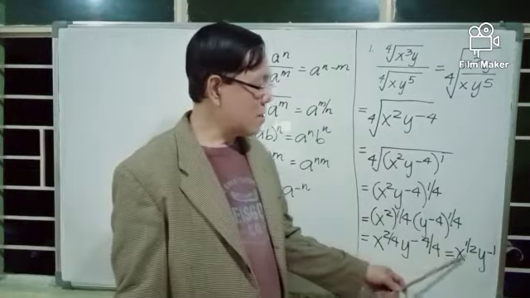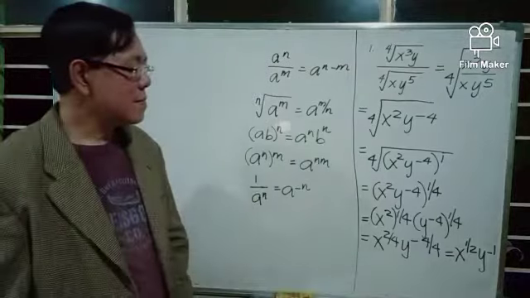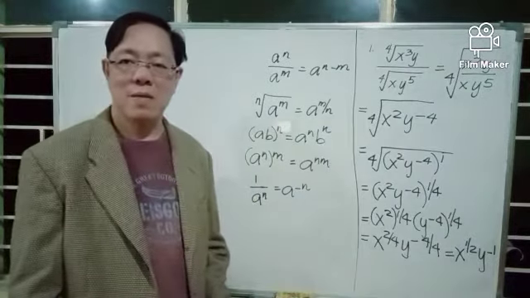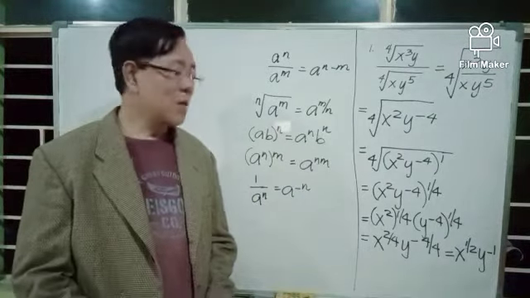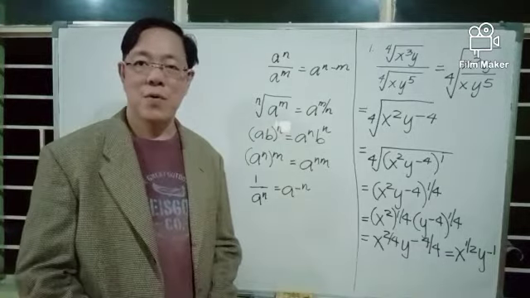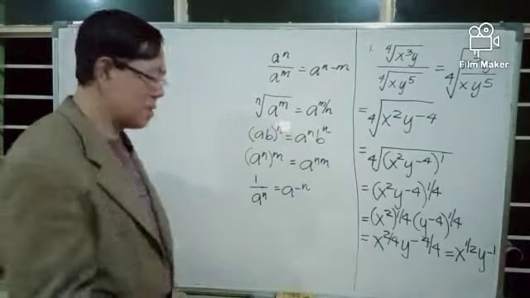And x raised to 1/2 cannot be simplified further. So we write that in radical form using this property.